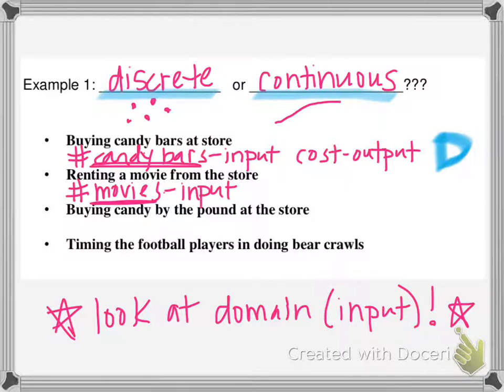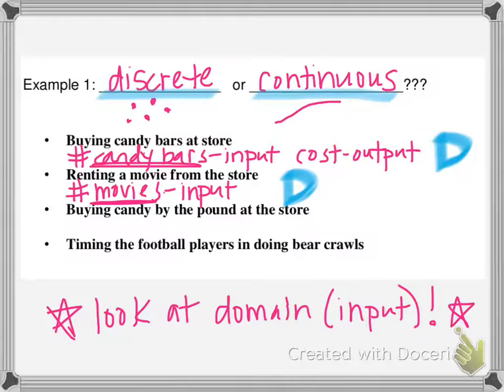Well, once again, number of movies is kind of like candy bars. I could rent 1 movie, 2 movies, 3 movies, but what I can't do is rent part of a movie. So once again, we're going to jump from an input of 1 all the way to an input of 2. There's going to be no inputs between 1 and 2, no 1.5s, no 1.75s. So we would not want to connect these dots either. So this graph would also look discrete, just dots, like a scatter plot.